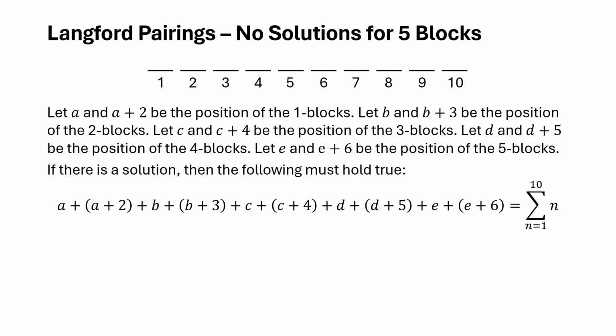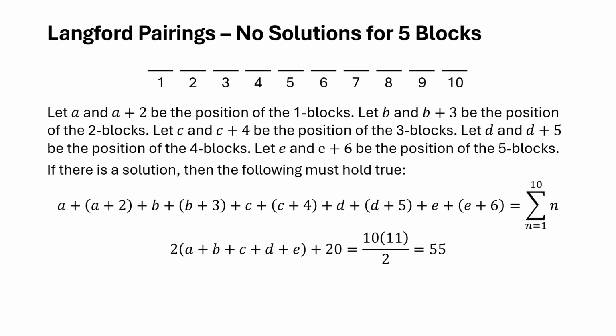I ran out of space, but this is 1 plus 2 plus 3 all the way up to n. So I just used the summation notation. So we know this from our very first lesson. If you recall, we had the formula for the sum of the first n numbers. It's n times n plus 1 over 2. So that's 55.